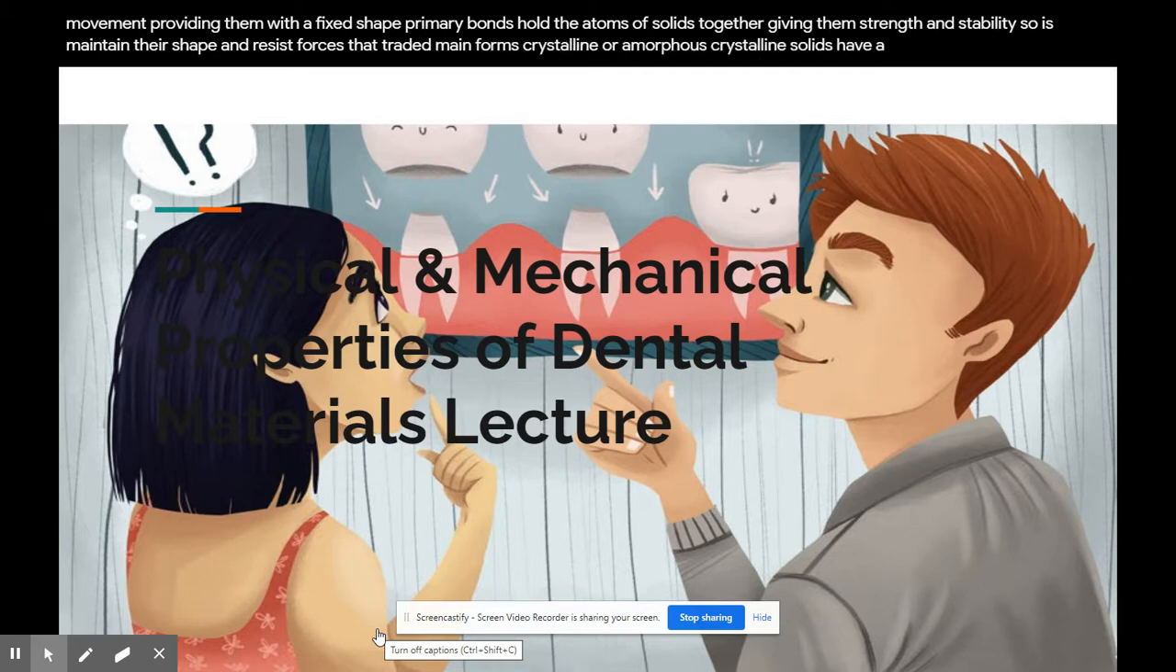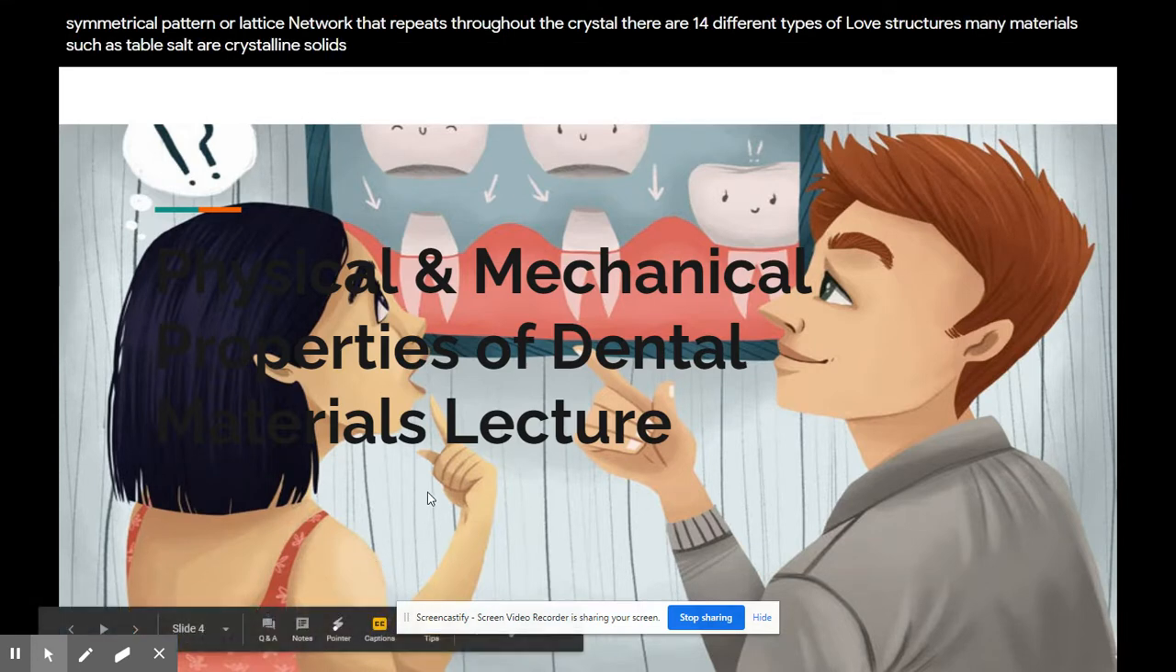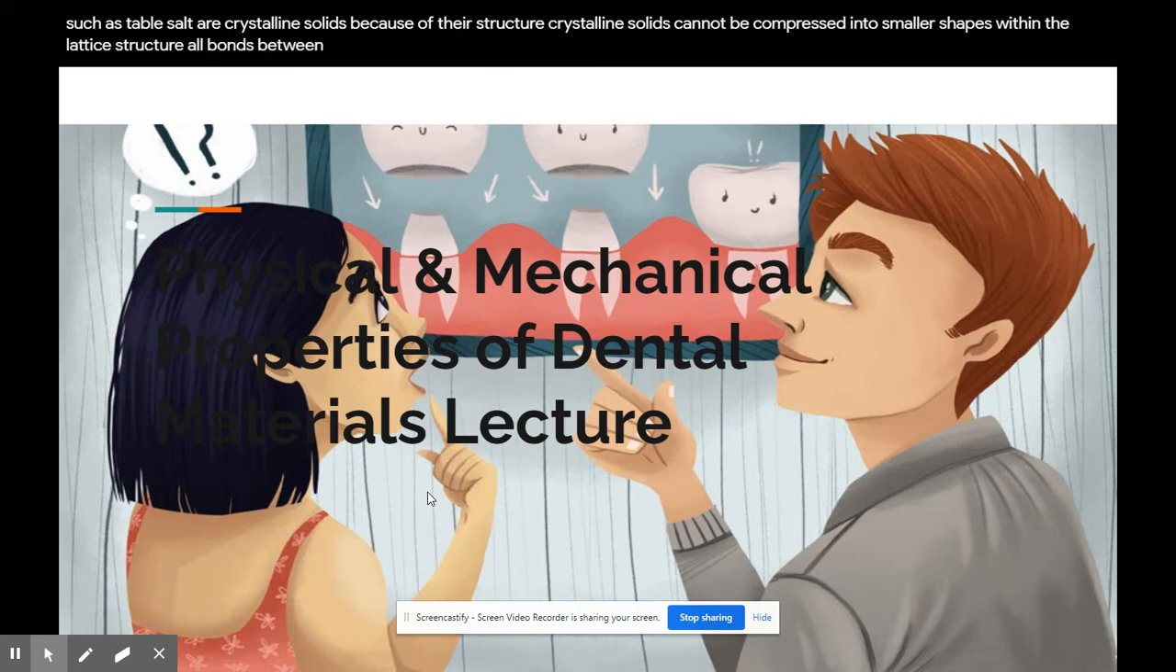Crystalline solids have an ordered, three-dimensional symmetrical pattern or lattice network that repeats throughout the crystal. There are 14 different types of lattice structures. Many materials, such as table salt, are crystalline solids. Because of their structure, crystalline solids cannot be compressed into smaller shapes. Within the lattice structure, all bonds between particles are equal, so that when heat is applied, all the bonds are broken at the same time, producing a definite melting point.